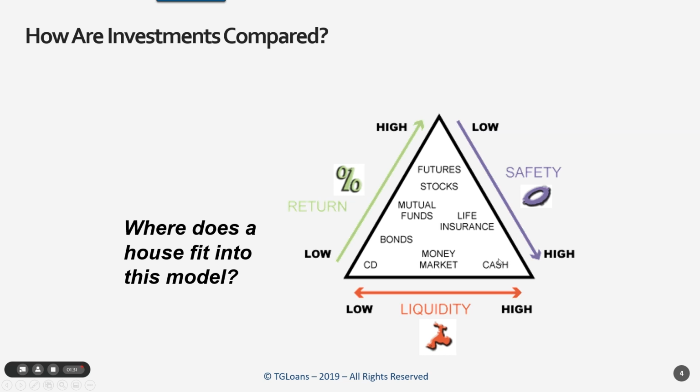Cash has high liquidity, is pretty safe, but has a very low rate of return. Mutual funds are somewhere in the middle. They're relatively liquid, but maybe not super liquid, it takes a few days. The rate of return and the safety are somewhere in the middle. Futures and stocks tend to have higher rates of return, but they're very unsafe. They're very volatile and not overly liquid. So where does our house fit in that model? That's the big question, and most people don't really consider it.